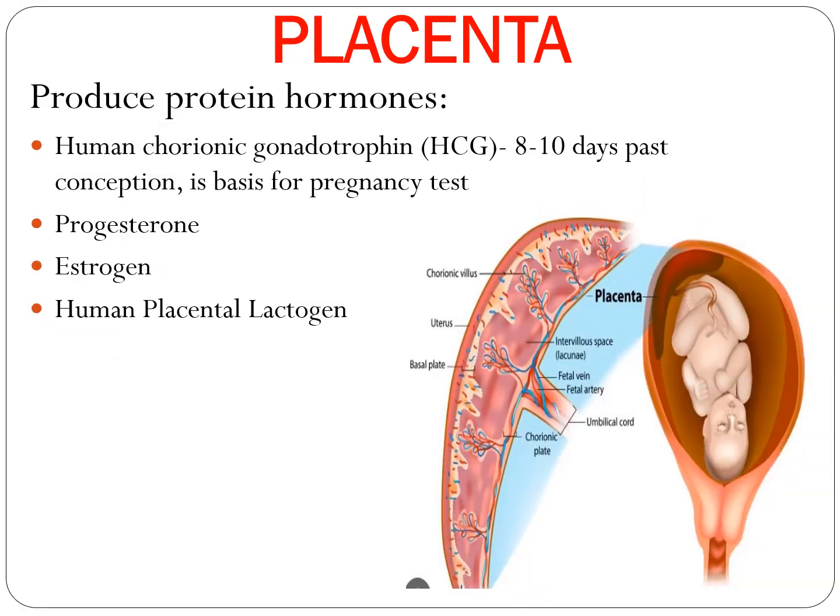What are the protein hormones produced, as mentioned? It is the human chorionic gonadotropin or HCG. Eight to ten days past conception is the basis for the pregnancy test. Diba isa yun sa mga ininano nyo, HCG, tinest nyo dun sa pregnancy test na return demonstration. Progesterone, estrogen, and human placental lactogen are all being released by the placenta.